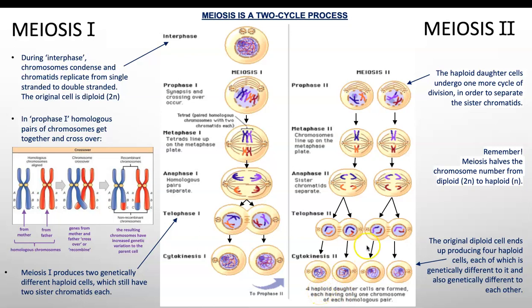So remember, we've started off with a diploid cell, one diploid cell. We end up having 4 haploid cells. So we're going from a 2N cell to 4 1N cells, haploid cells.